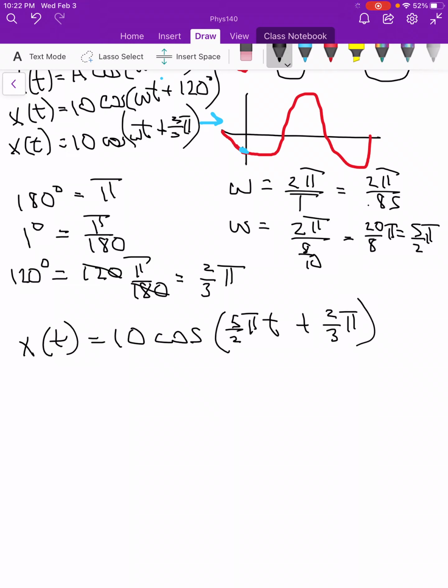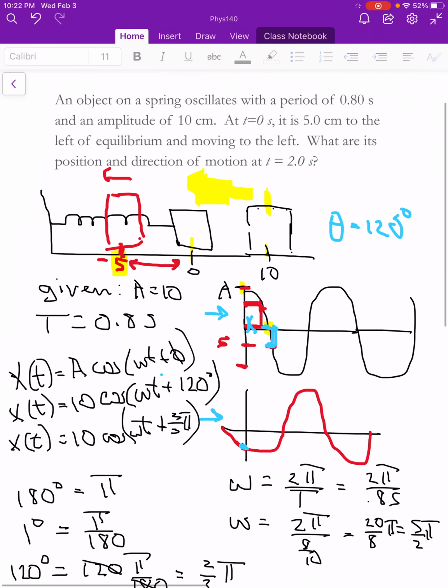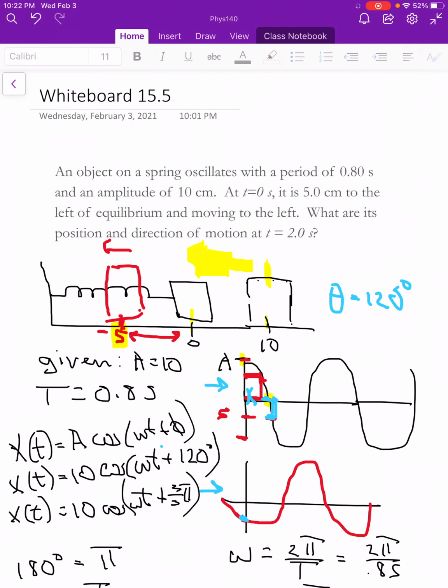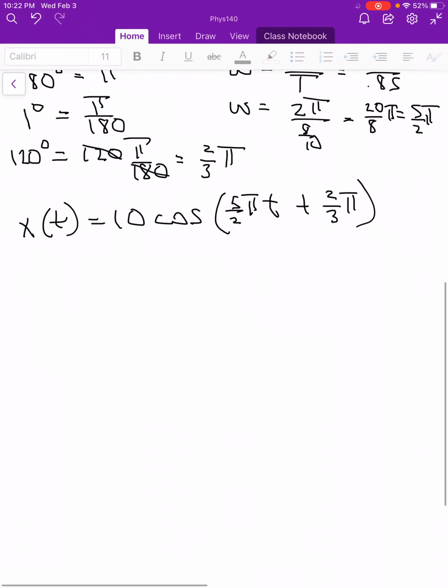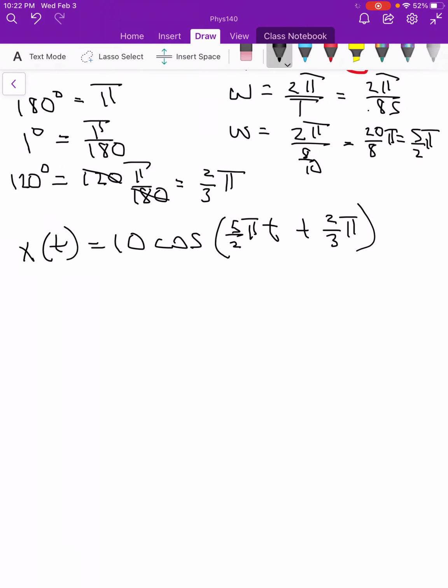Okay, so let's see what the question wants to know. It asks, what are the position and direction of motion at t equals 2 seconds? So I should have done find, so let's just write it up here. Find x and the direction at t equals 2 seconds. Okay, we can figure that out. So we can plug in, we'll just plug in for t 2 seconds.